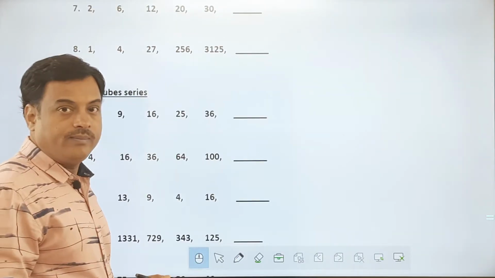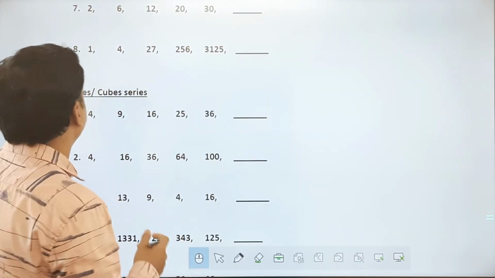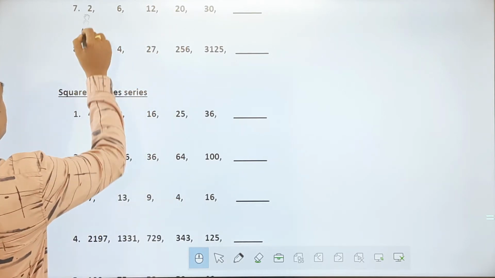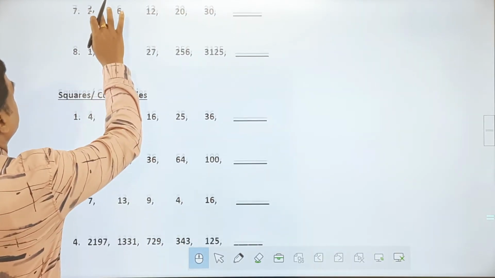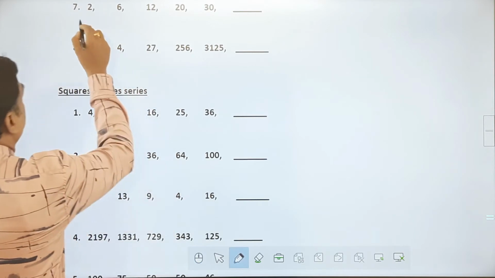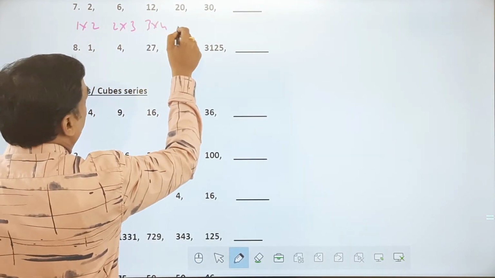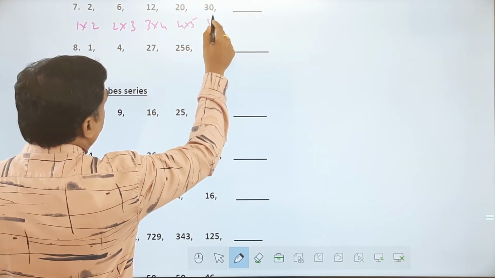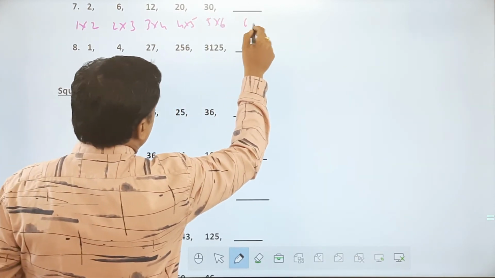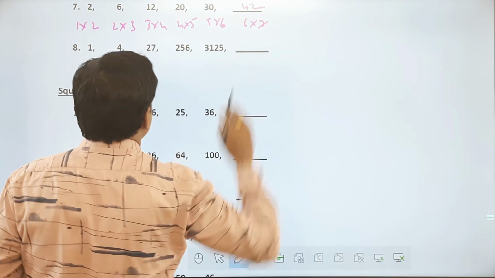Okay. So now let's see the next example. I think we already did this example last time. It's going to be like 1 into 2, 2 into 3, 3 into 4, 4 into 5 and 5 into 6. So the next one has to be 6 into 7, which is 42.